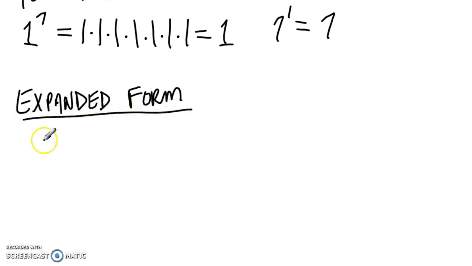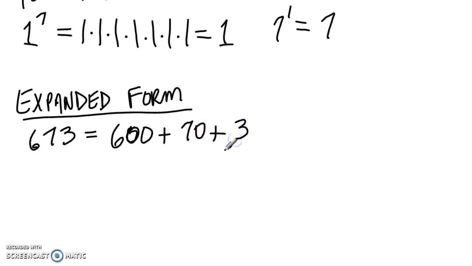So I'm going to take a number you might have seen before in your lifetime, 673, and we're going to expand that. The first step to expanding it is just separating it. That's 6 in the hundreds place, plus 7 in the tens place, plus 3 in the ones place. And we're not done expanding.